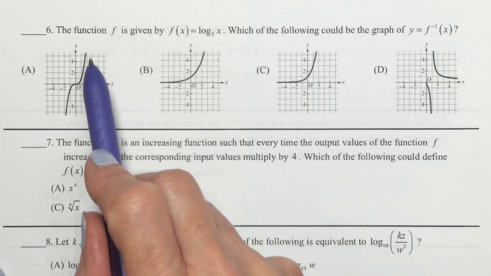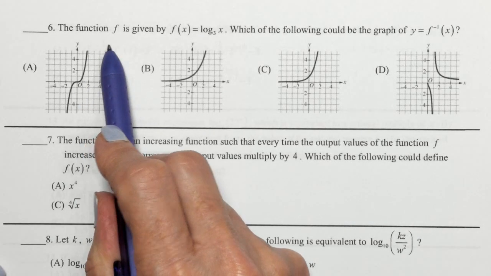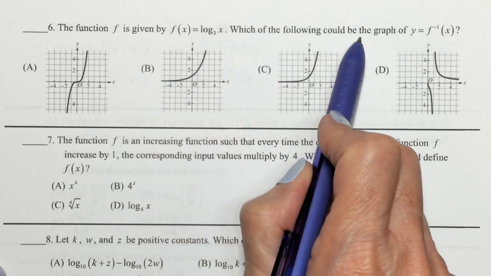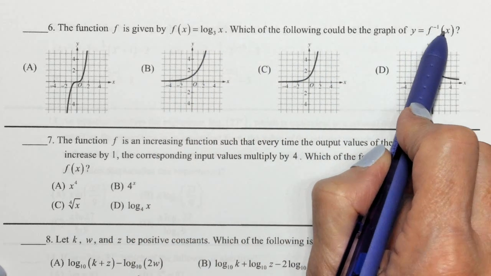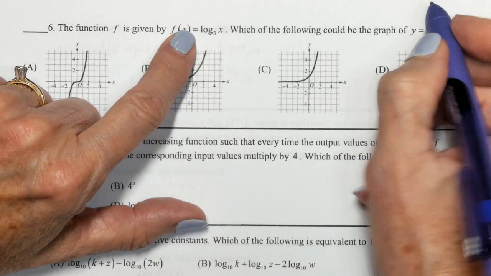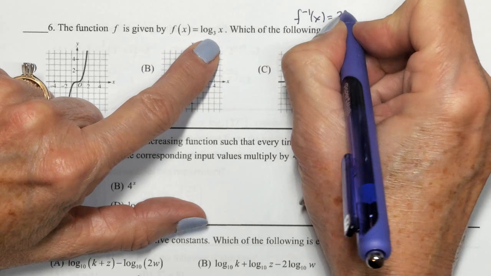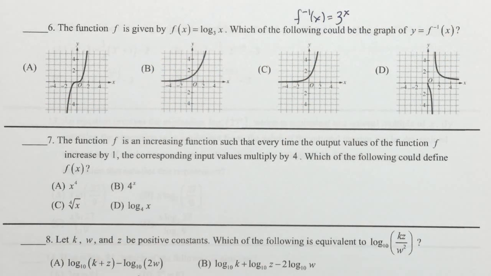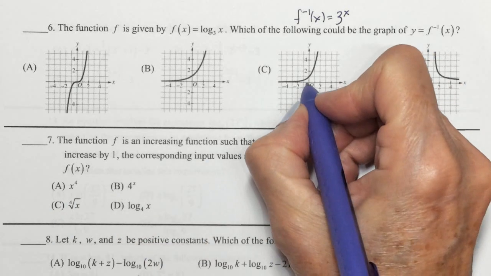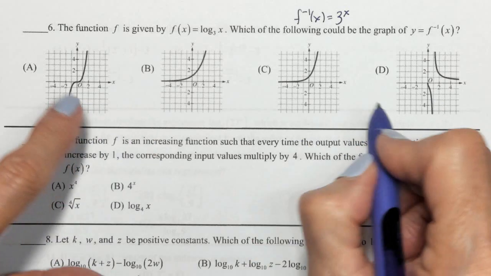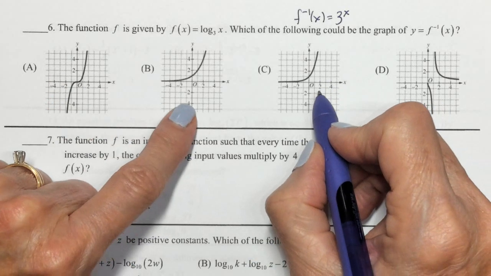All right. The function f is given by f of x is log base 3 of x. Which of the following could be the graph of f inverse? Well, if this is f, then f inverse would have to be 3 to the x. So which of these is 3 to the x? I know it's not A. I know it's not D, because those are not exponential graphs. I know it's B or C.